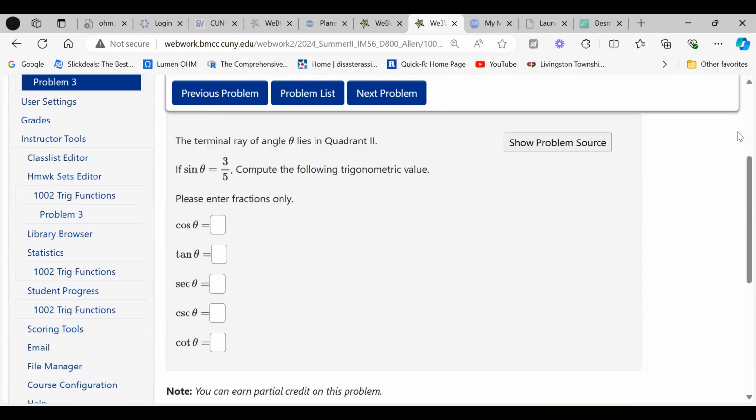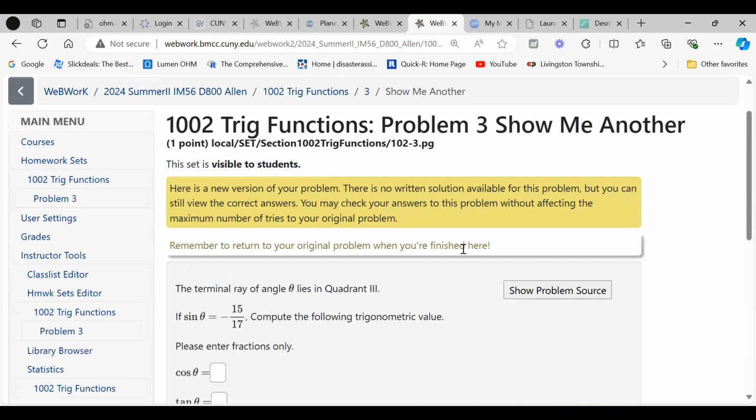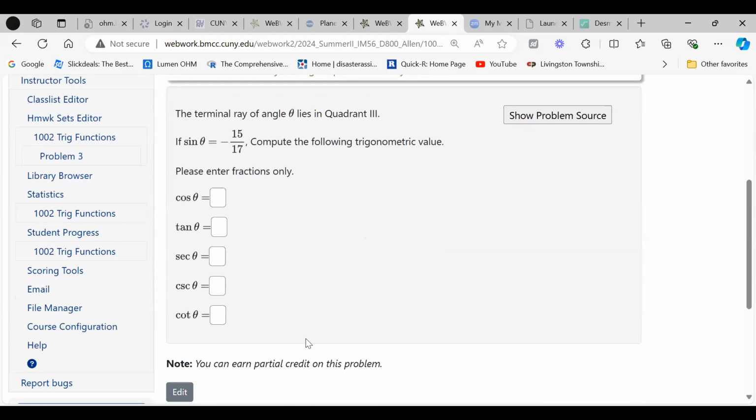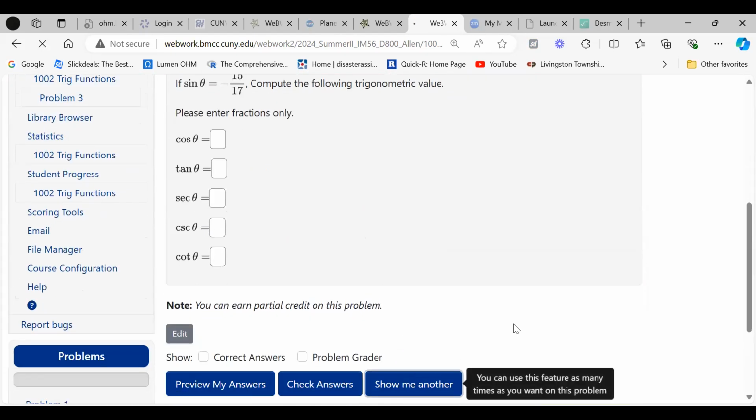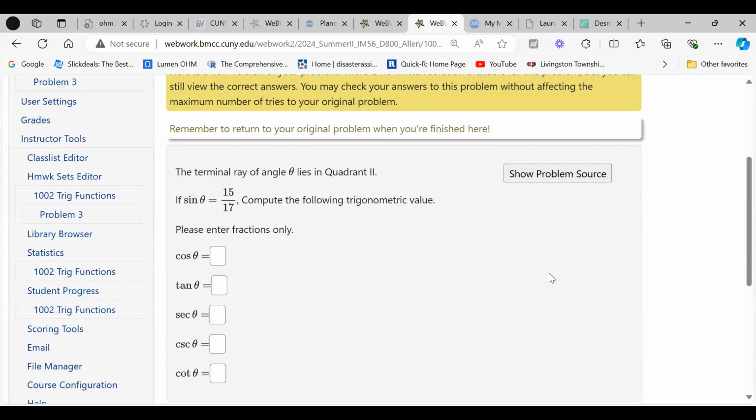Yeah, so this is another type of question that tells us which quadrant the angle is located in, right? I'm going to show you how to do this step by step. So this was the third quadrant. I'm going to try a different one. We haven't tried anything with the second quadrant. So this angle, the terminal ray of angle theta, is located in quadrant 2.